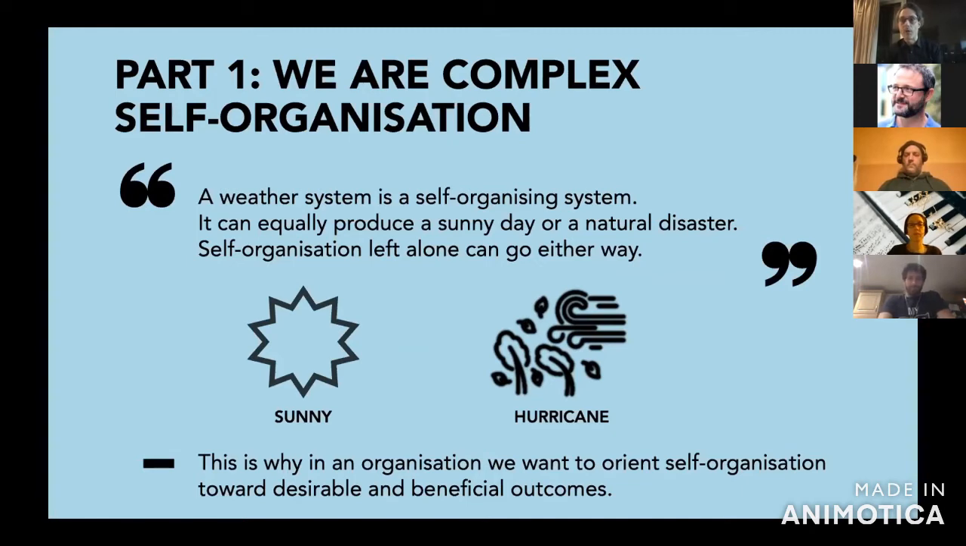I may go out with the mountain bike on a summer morning and take a ride across the forest, maybe even stop in the middle, sit there and enjoy the warm weather and the silence around. But then the next day, just the next day, there could be wildfires in the same forest. So a forest, which is an example of a self-organizing system, can go either way, can be beautiful one day and terrible the next. And that's why an organization or a team may want to try to orient self-organization toward outcomes that are desirable and beneficial.